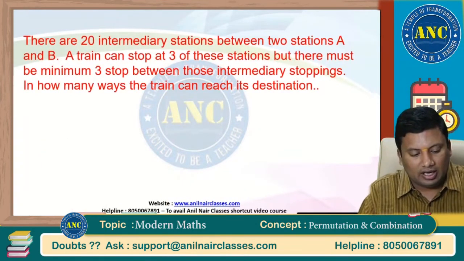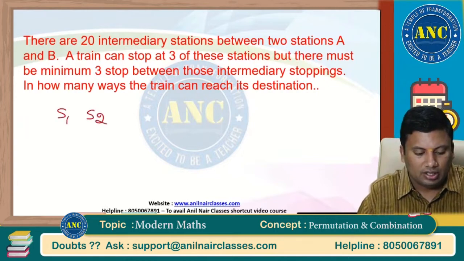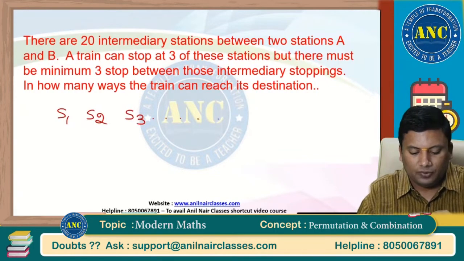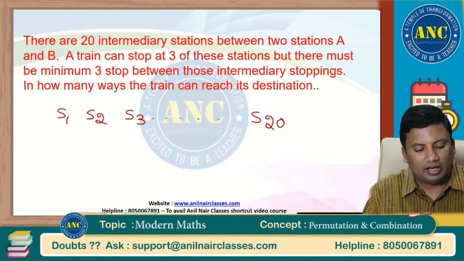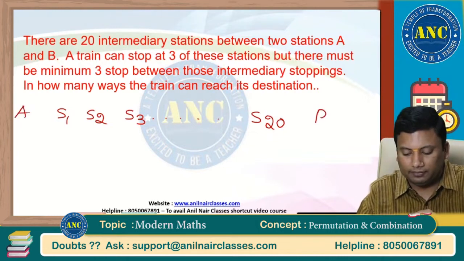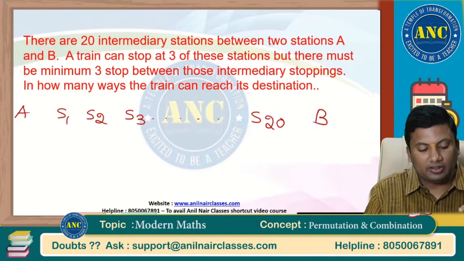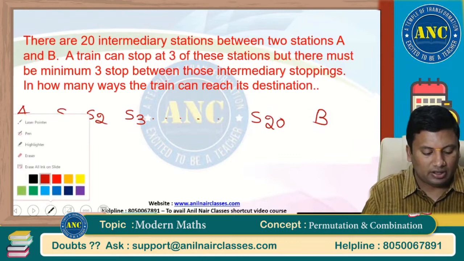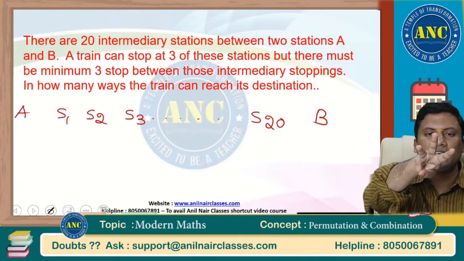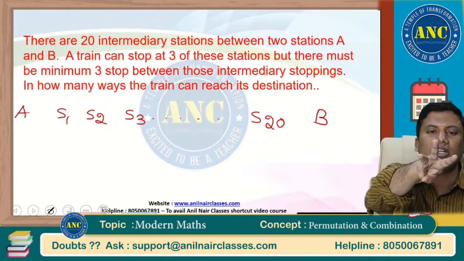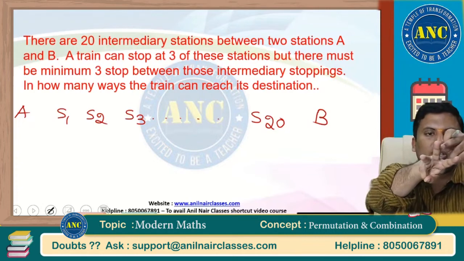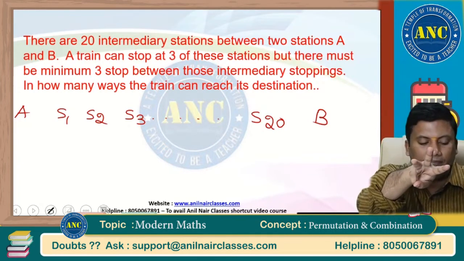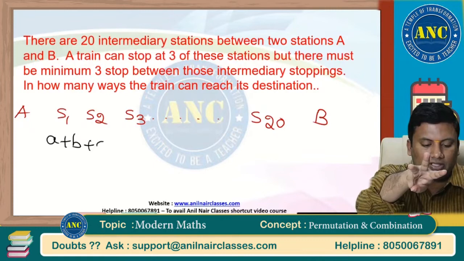Next one, there are 20 intermediate stations, S1, S2, S3 till S20, between A and B. A train can stop at 3 stations. Now you only tell me, sir. 3 stations it is there. If 3 stations it is there, how many gaps will come? A to the left of first station, B, C and D. A plus B plus C plus D. 3 are chosen, remaining are 17.